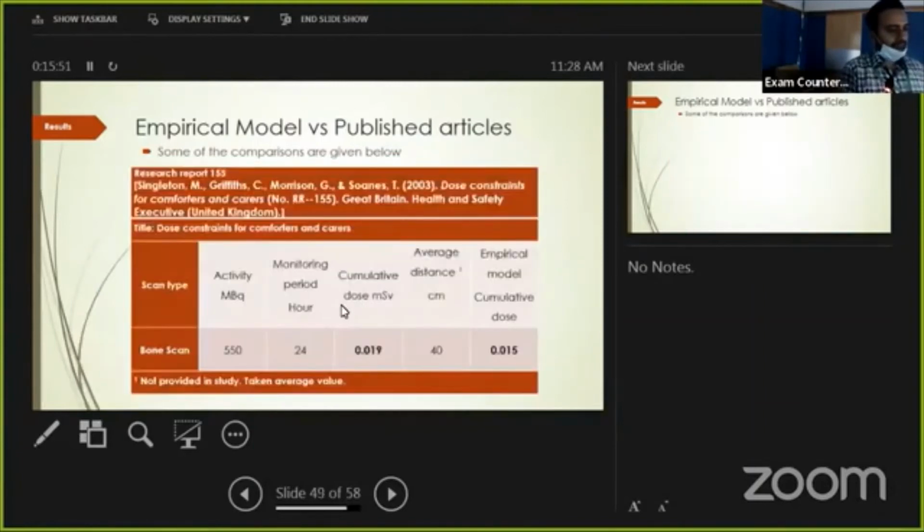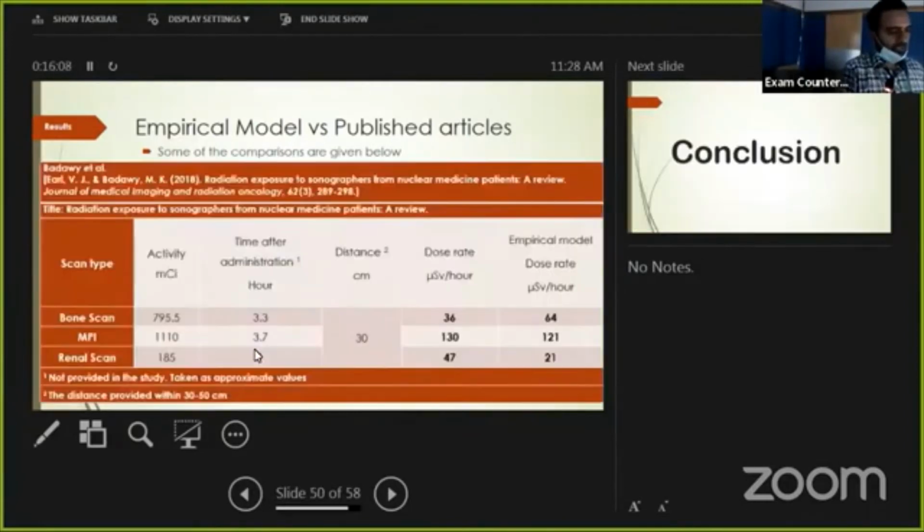This is again for another study, and these were the cumulative doses found for the bone scan, and by our model for similar scenarios, we took the readings, and it's quite similar in the case of the bone scan. This is another study. As you can see here, some readings are quite similar, but others are too much deviated.